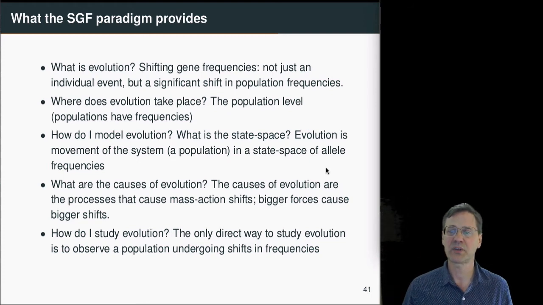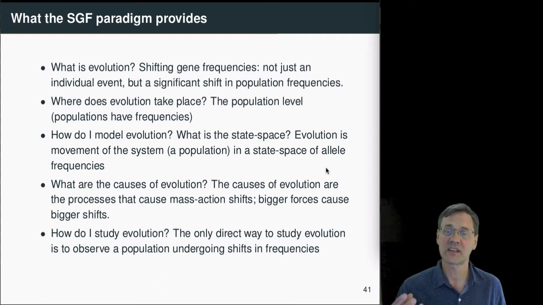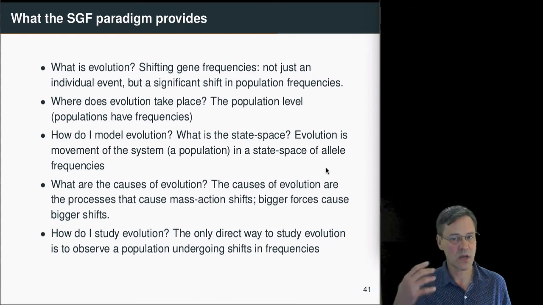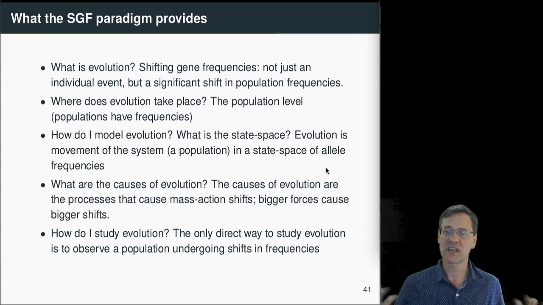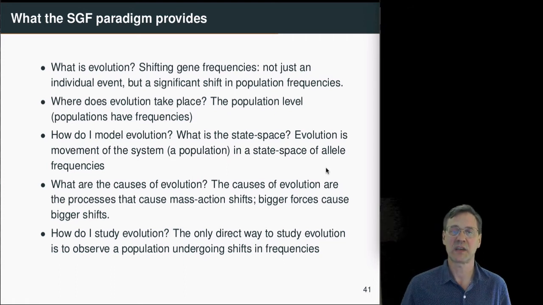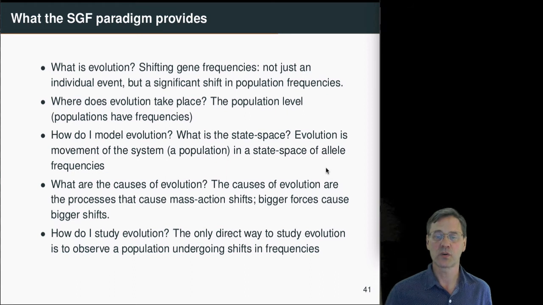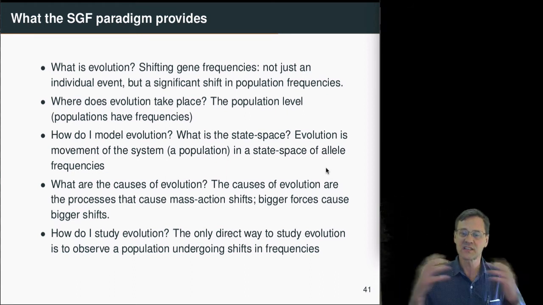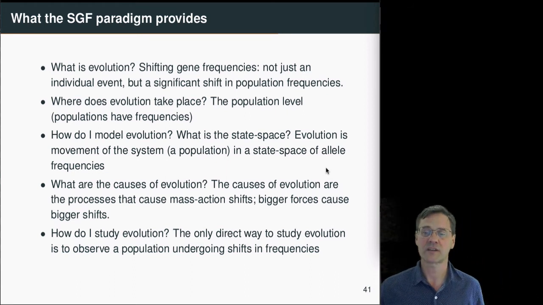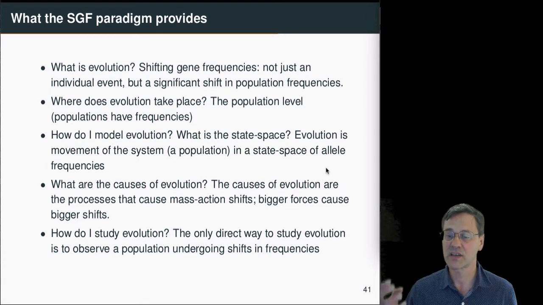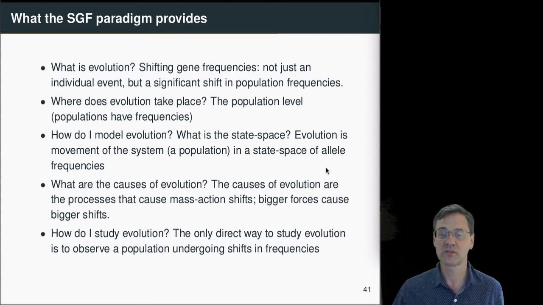Where does evolution take place? What's the locale of causation? Evolution happens at the population level because populations are the things that have frequencies. How do I model evolution? What's the state space? Well, the state space is an allele frequency space, like Wright said in that statement. What are the causes of evolution? Because evolution is shifting gene frequencies, the causes of evolution are the processes that cause shifts. Selection, drift, migration, mutation. A process that causes larger shifts is a larger force. Selection is the strongest force. Mutation is the weakest force.